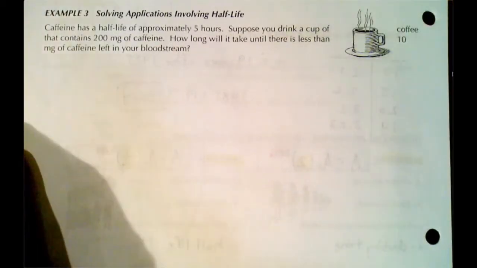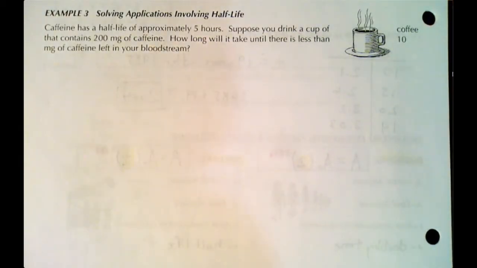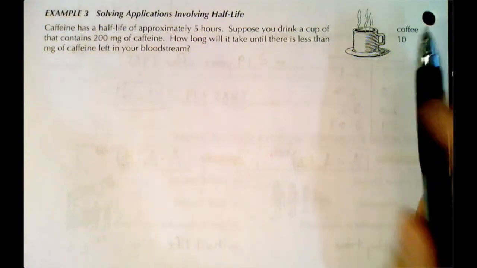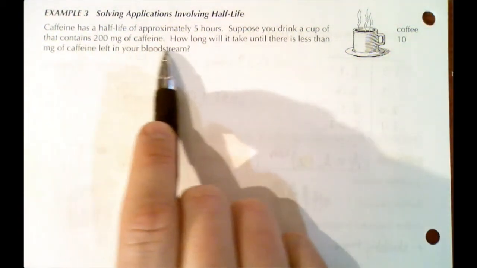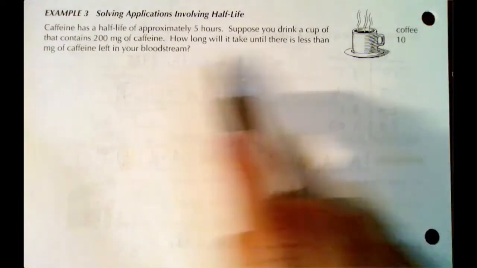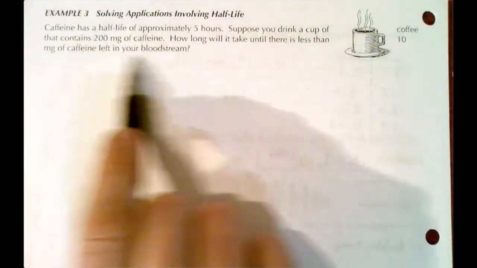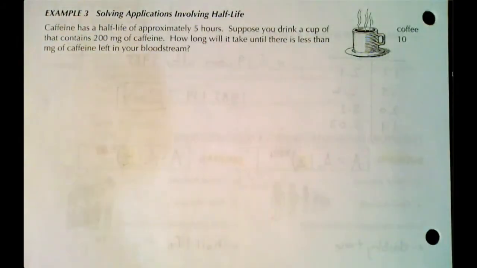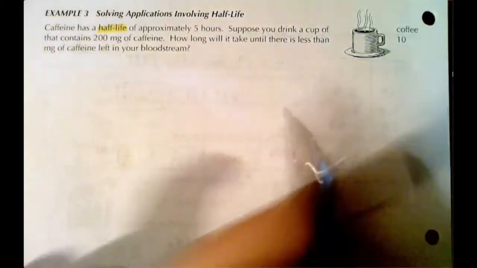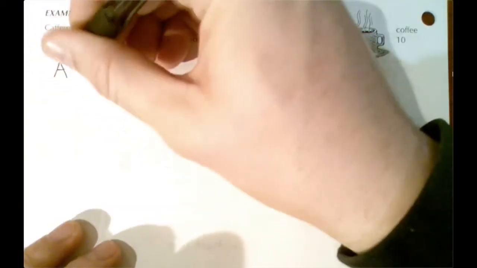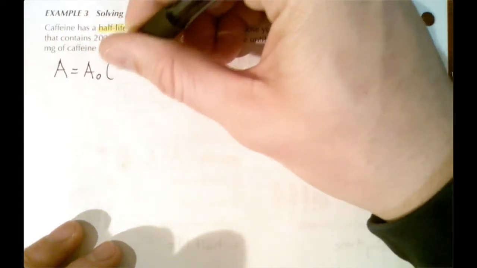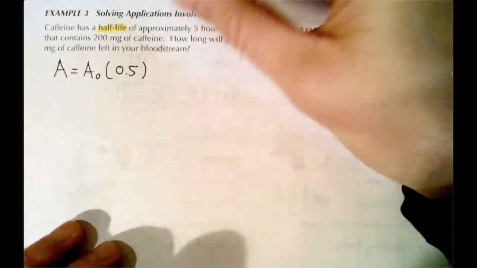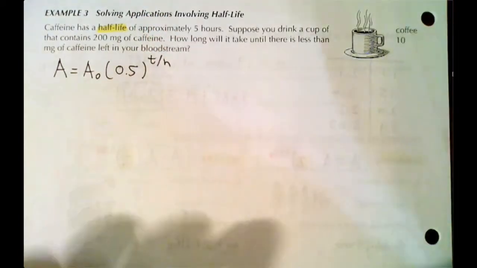Caffeine has a half-life of approximately 5 hours. Suppose you drink a cup of coffee that contains 200 milligrams of caffeine. How long will it take until there is less than 10 milligrams of caffeine left in your bloodstream? Well, since it said half-life, we're going to take the half-life equation from the last page. Half-life equation was a equals a naught times 0.5 to the exponent t over h.